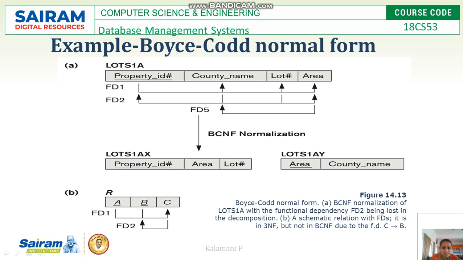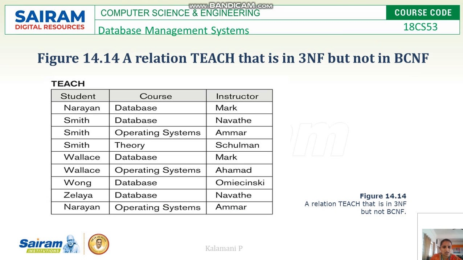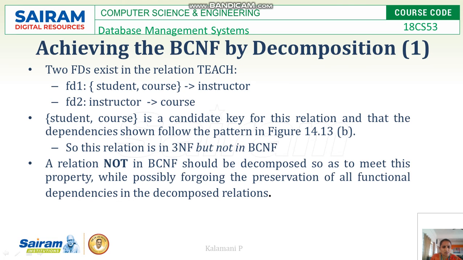But if you take C, C defines B. C is a non-super key, and it defines B, which is part of a key. So it violates the condition of BCNF. So this is in third normal form, but not in BCNF. This is the thing for BCNF. Here the relation teach is in 3NF but not in BCNF. This is also another example you can take: student, course and instructor.